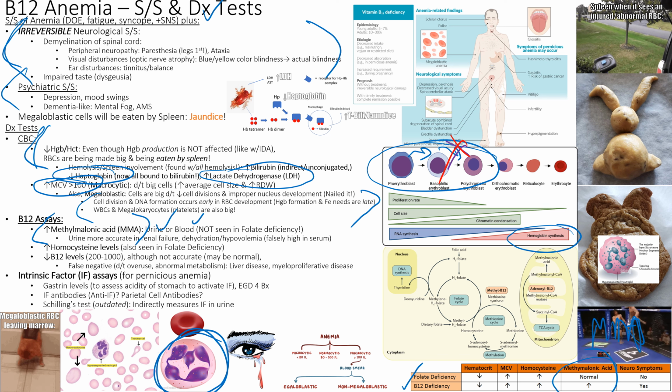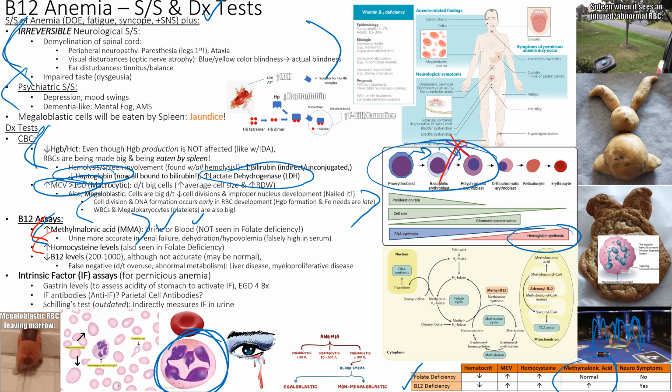So what else? So B12 assays, meaning the B12 tests you can do. So we talked about MMA is one test you can do. Homocysteine will be elevated in both B12 and folate. The only difference is which one. The MMA will tell you the difference between B12 and B9. Okay, and you can measure B12 levels, but that can be false. It is not always great because it can vary, and they might have poor B12. There's other reasons why your B12 might be low.